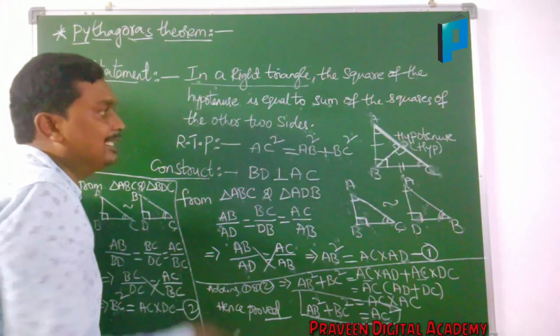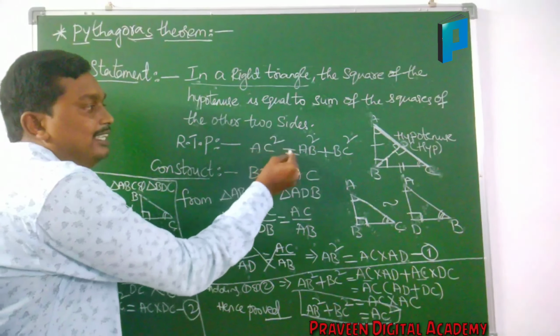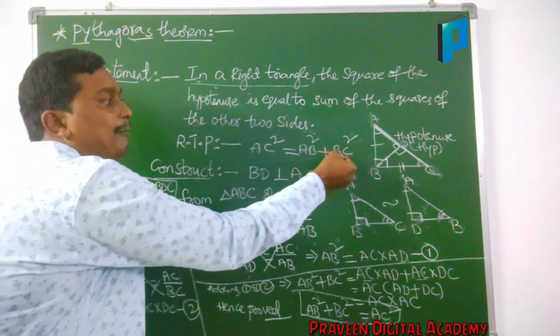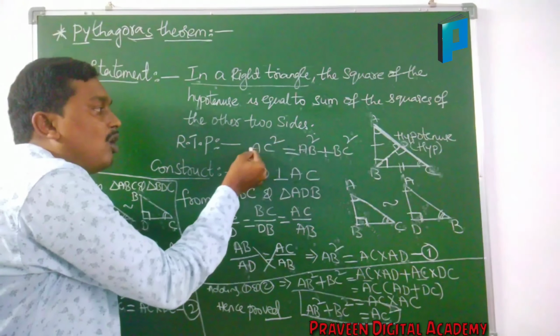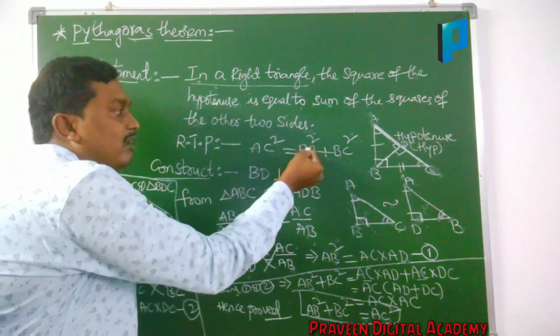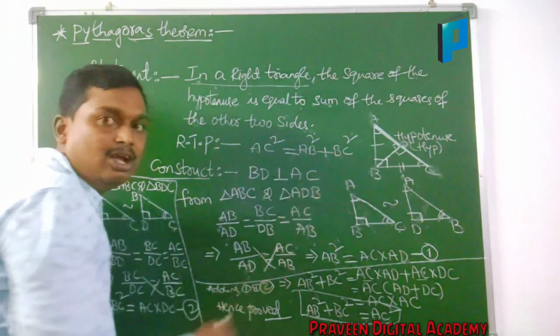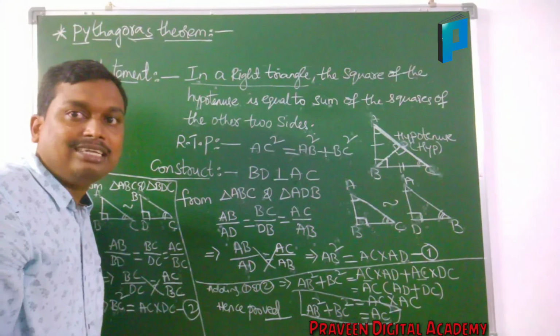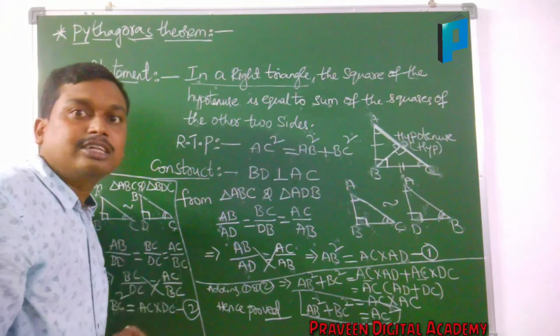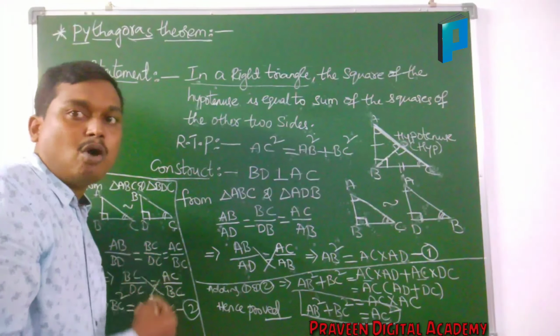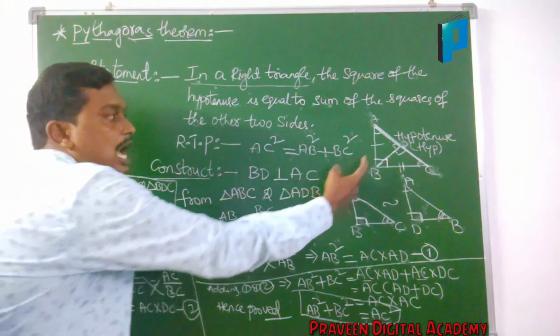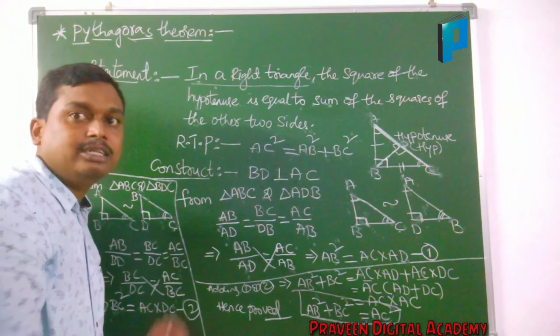And the theorem is, hypotenuse square is equal to side square plus side square, or square of AC is equal to square of AB plus square of BC, or you can say the statement as, in a right triangle, the square of hypotenuse is equal to the sum of the squares of the other two sides, is called as Pythagoras theorem.